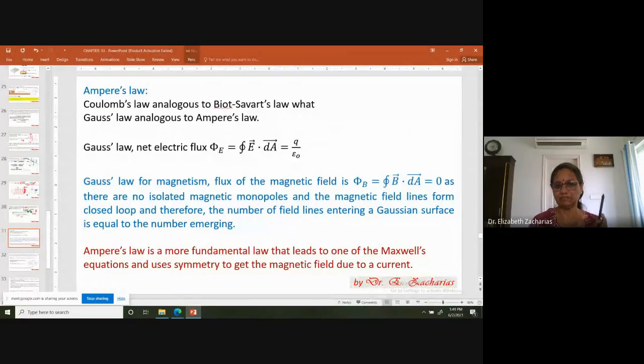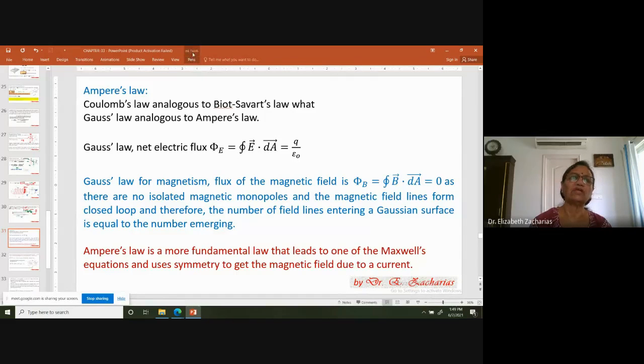So now we will use something simpler. What is that simpler thing going to be? That simpler thing is going to be your Ampere's law. In Ampere's law, you're going to use the symmetry of the current and the magnetic field. In Gauss law, you use the symmetry of the charge and the electric field. Here it is current and the magnetic field.